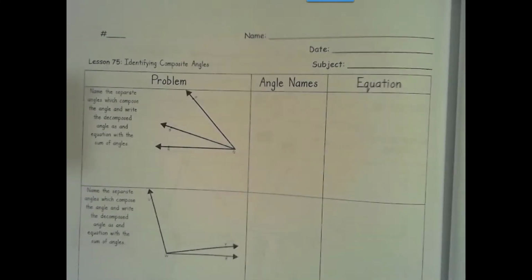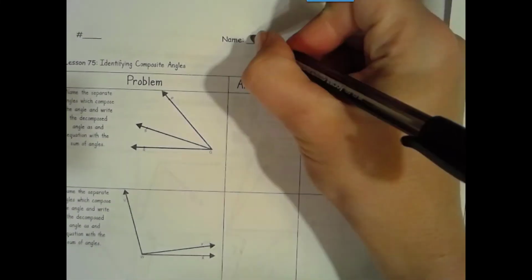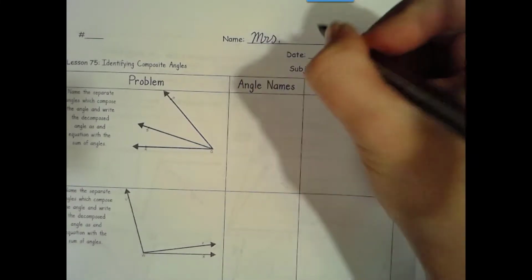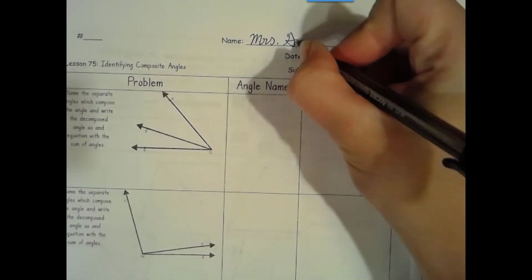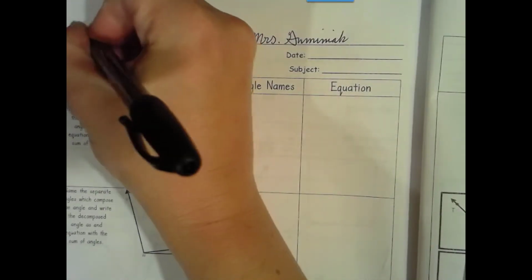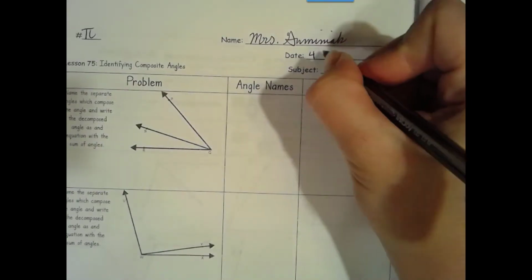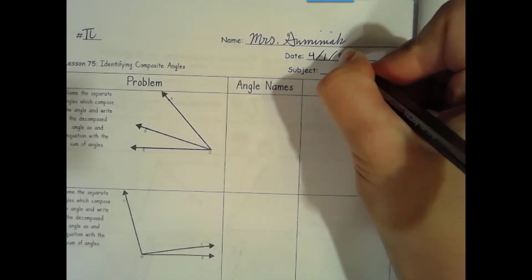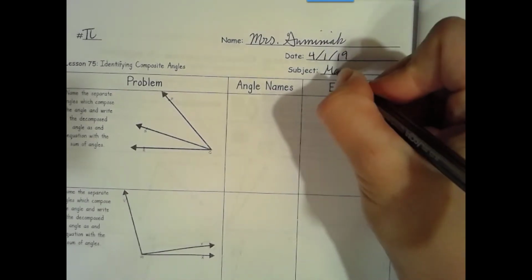Okay, let's go ahead and get down our heading, our name, number, date. First and last in cursive. Remember to write the date you are completing these notes, not necessarily the date I am writing. Our subject is math.